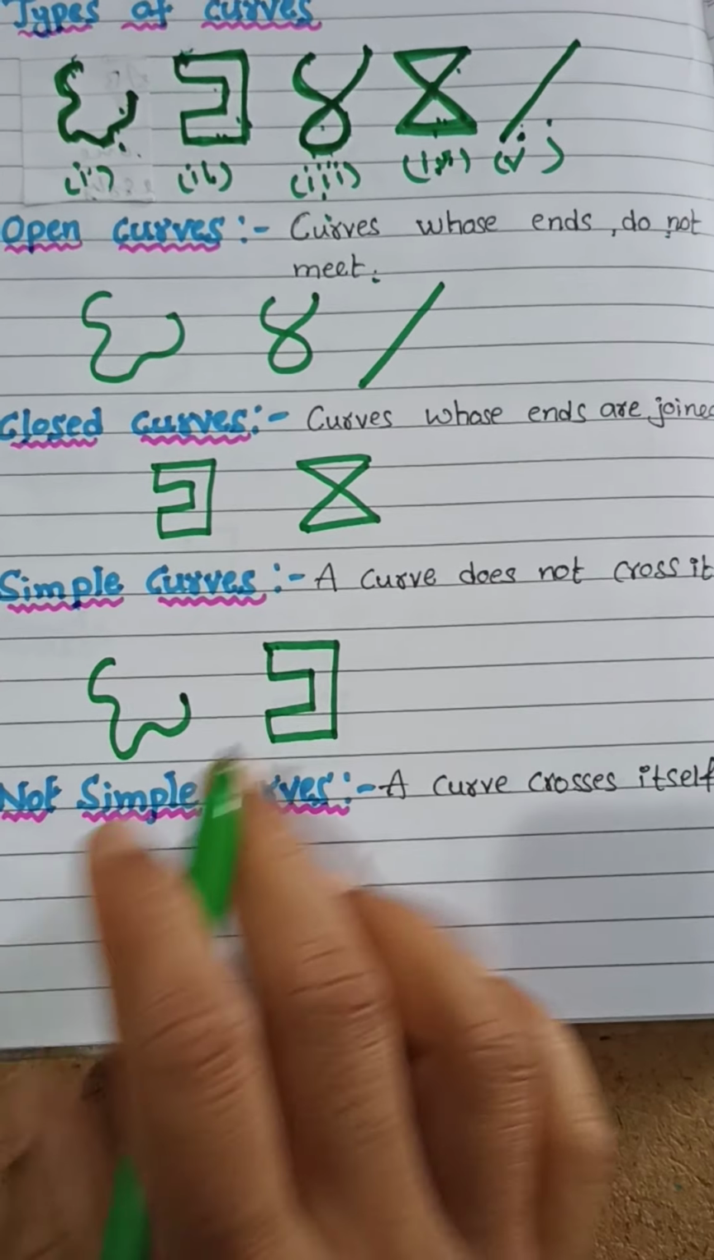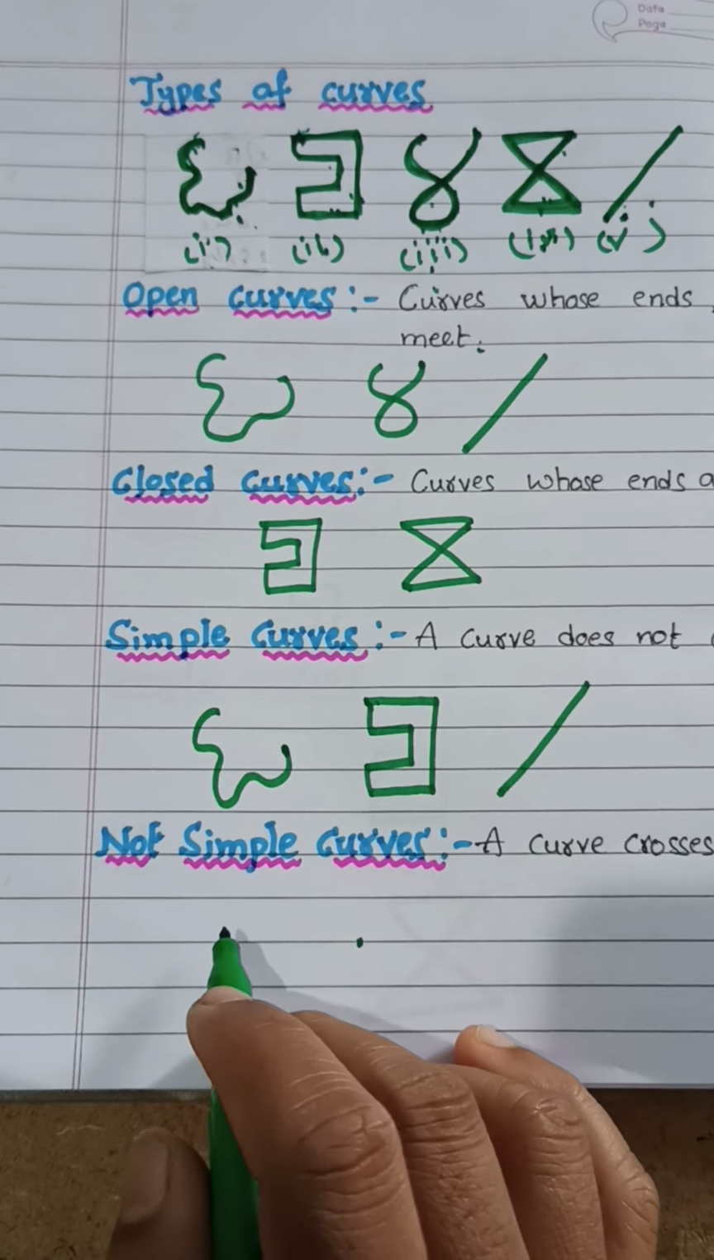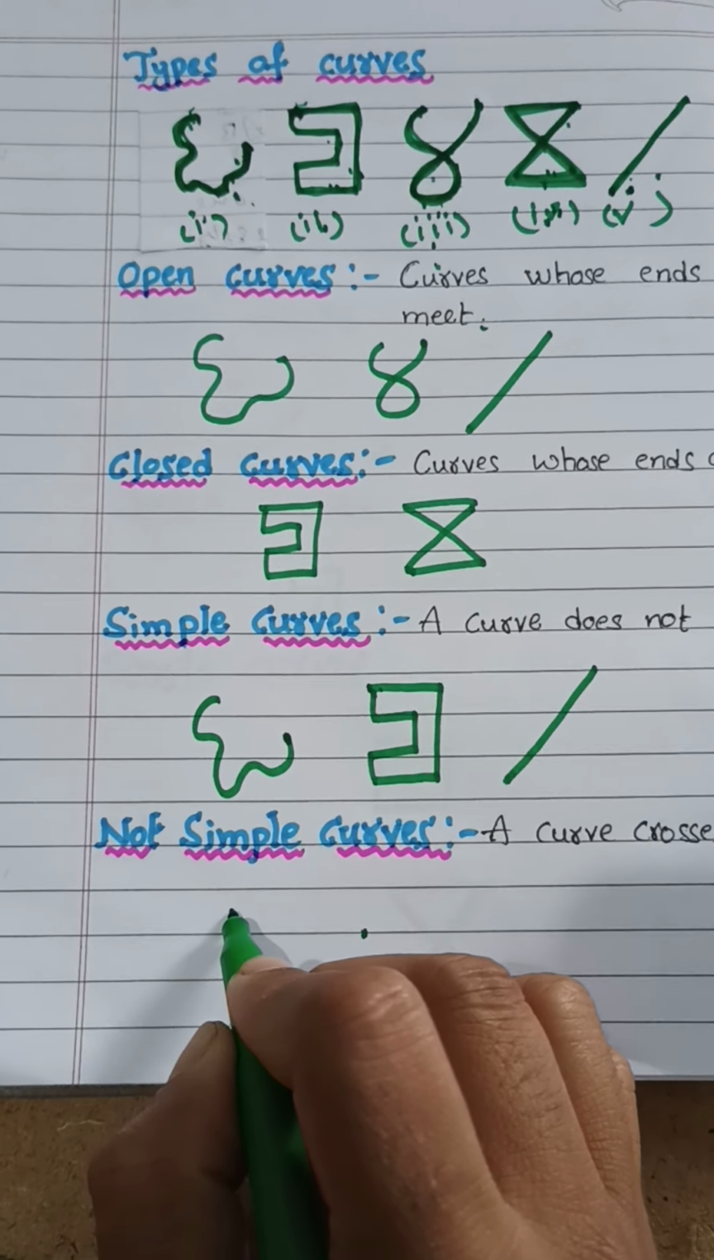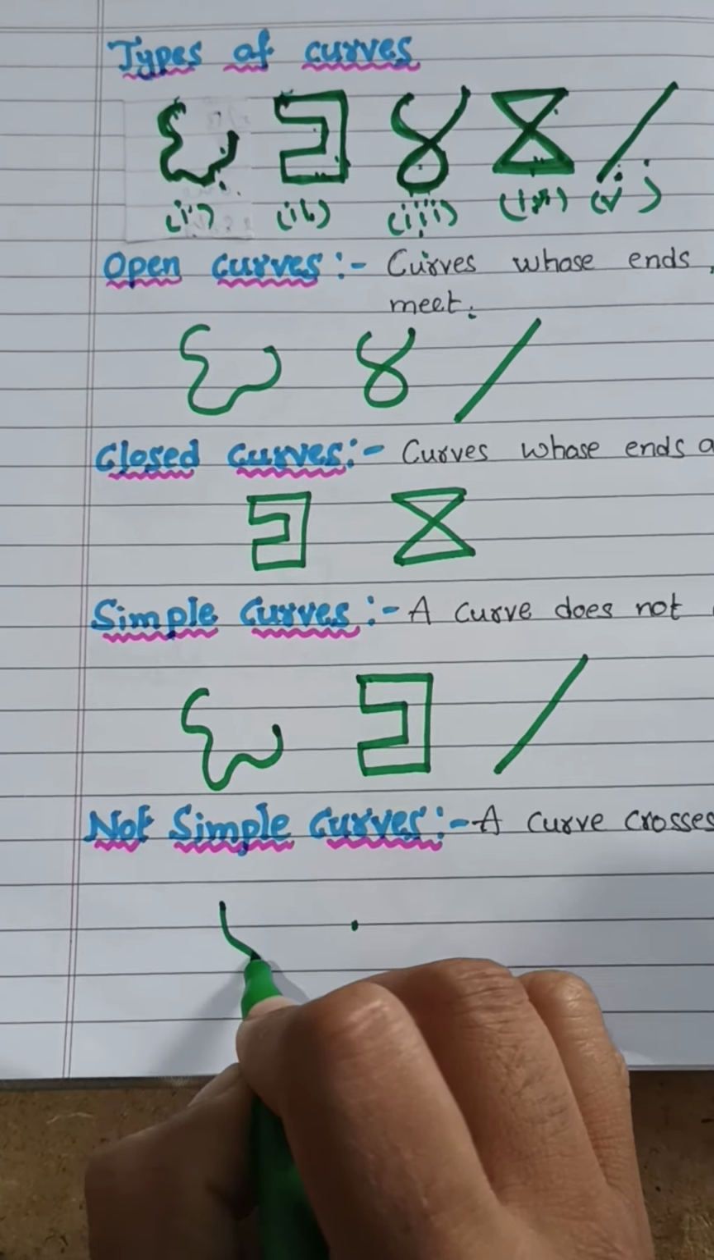Now not simple curves. If a curve crosses itself, such curves are called not simple curves. From the above examples, let us see which are not simple curves. Not simple means that while drawing, the curve crosses itself. See, while drawing this curve, it crosses itself. It is a not simple curve. While drawing the fourth one also, it crosses itself. Here it is crossing, so it is also a not simple curve.